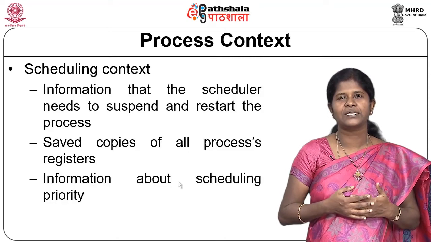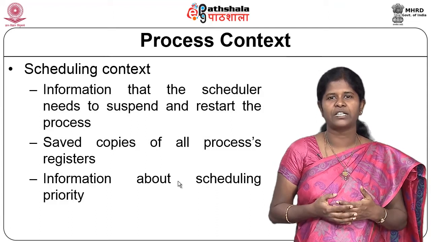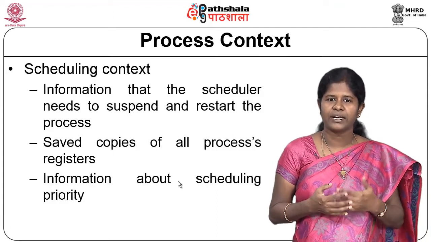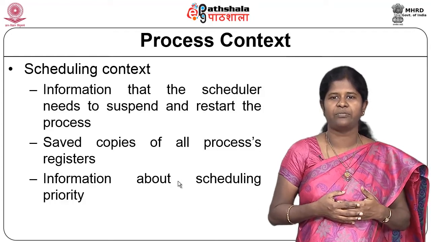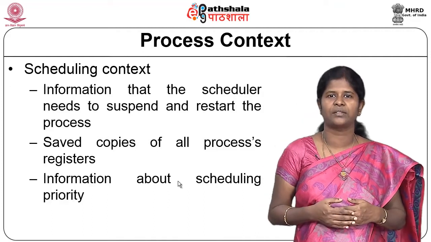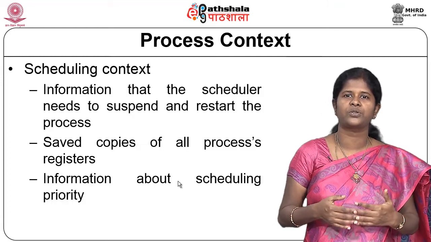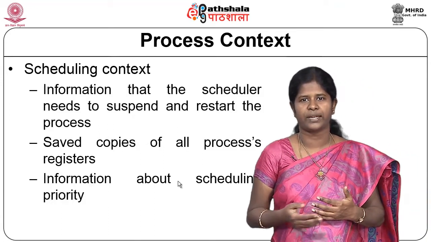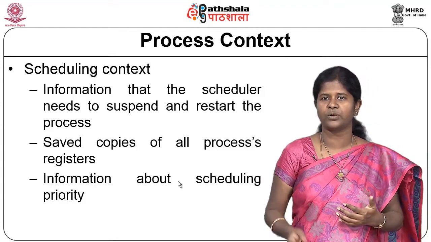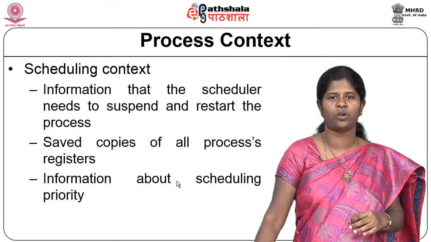This is called the scheduling context, and it contains the saved copies of all the process registers, and information about the scheduling priority. Each process has a priority associated with it. If it is a high priority process, it has a high scheduling priority and will be chosen for scheduling very quickly. If it has a low priority, then it may not get the CPU or may not be chosen very quickly. So, each process is associated with a scheduling priority.